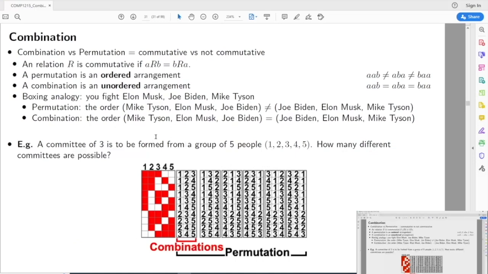Combination means order doesn't matter. Permutation, order matters. So you can think of permutation as one by one. Combination is like I take these three, I don't care about the order. So that's the idea. Or you make a funny story. For me, it's the Joe Biden, Mike Tyson story.